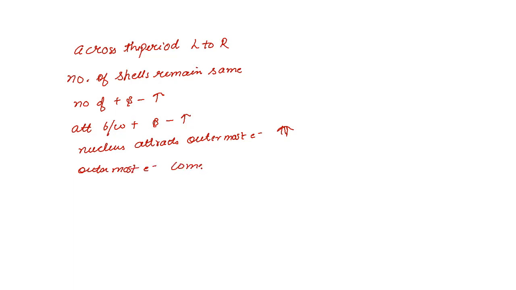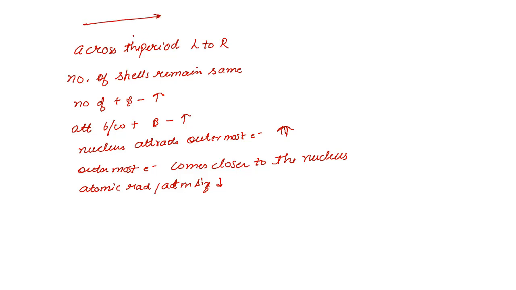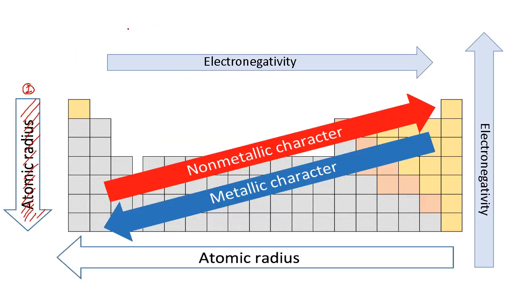So if the nucleus attracts the outermost electron more strongly, we can say that the outermost electron comes closer to the nucleus. And if the outermost electron comes closer to the nucleus, we can say that the atomic radius, or in other words atomic size, decreases. So when you go from left to right, atomic size decreases. In other words, when I'm coming from right to left, there will be an increase in the atomic size. So see, the arrow says that when you come from right to the left hand side of the periodic table, the atomic size will increase. Right? So I hope these two things are clear to you.